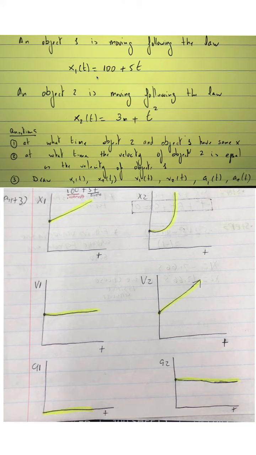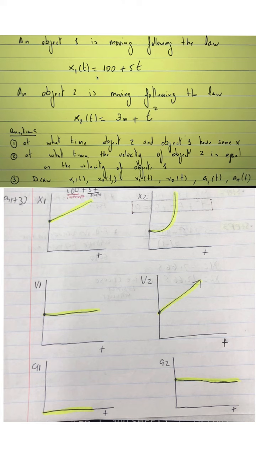Now for x2, we use the expression 3 plus t squared, which implies this graph looks like a parabola. You can see this on the top right. Now for v2, this means that the velocity is positive and linear and has a positive slope, which would give us a graph like this.